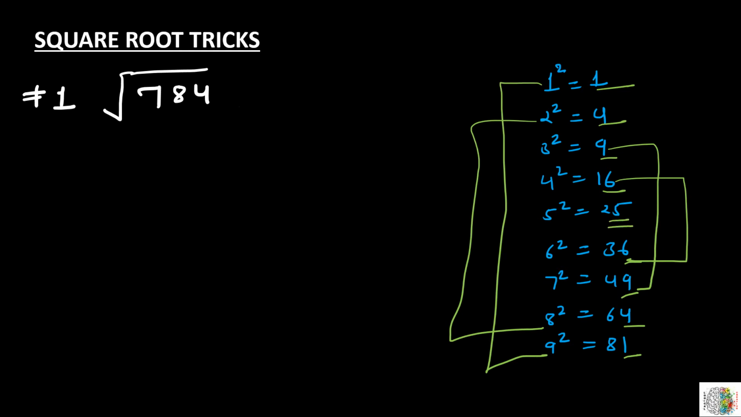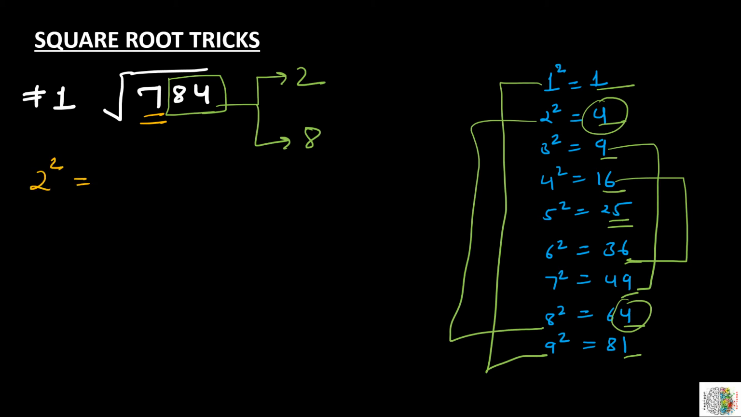Okay. Now to get the square root of any number, just mark the last two digits of this number. Now the unit digit of this number is 4, so it may be the square of 2 or 8, because the square of 2 ends with 4 and the square of 8 also ends with 4. Now the remaining digit is 7. So we will find out which two square numbers 7 is present between. 2 square is equal to 4 and 3 square is equal to 9. So it will be present between these two numbers.